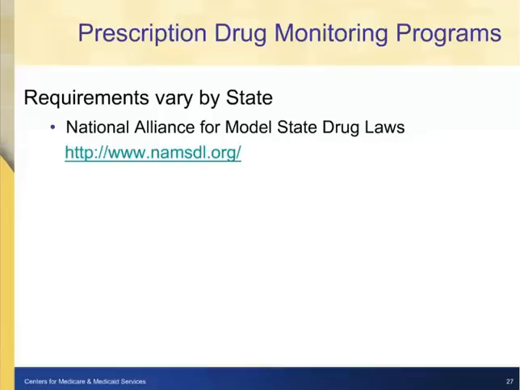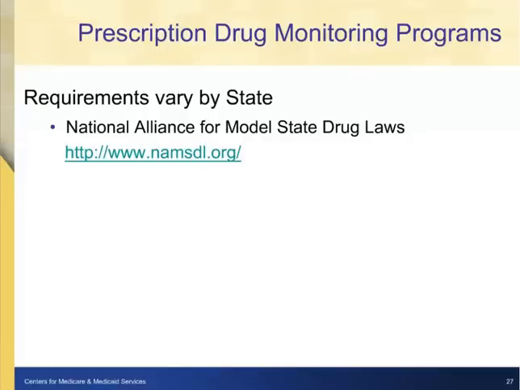PDMP requirements vary by state. Some require Schedule 2, 3, and 4 substances to be monitored. Other states also require Schedule 5 substances to be monitored. Some states also allow non-controlled substances to be monitored. Depending on the state, the program is established by the Department of Health and Human Services, a state authority on drugs and alcohol, or the Board of Pharmacy.